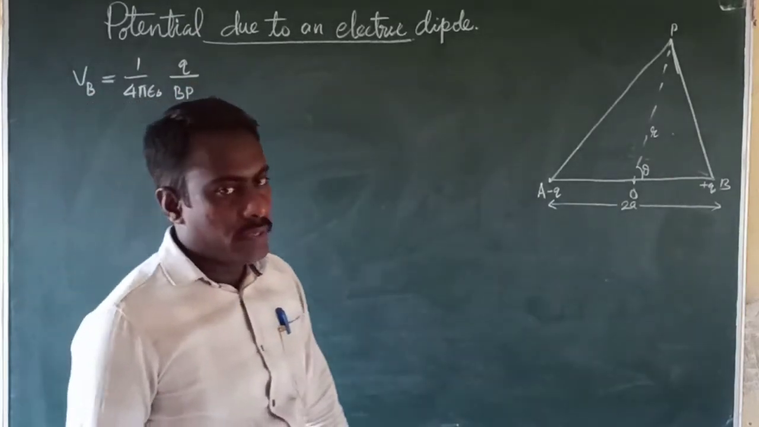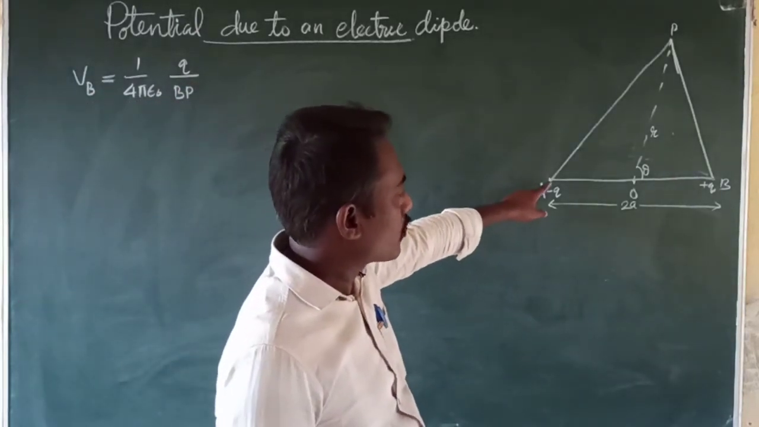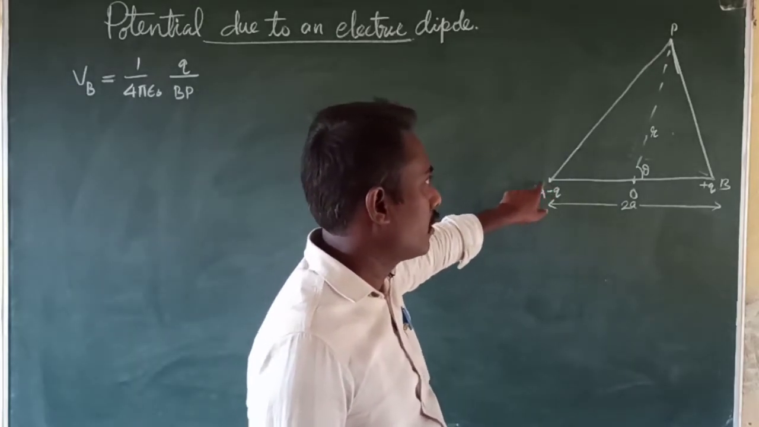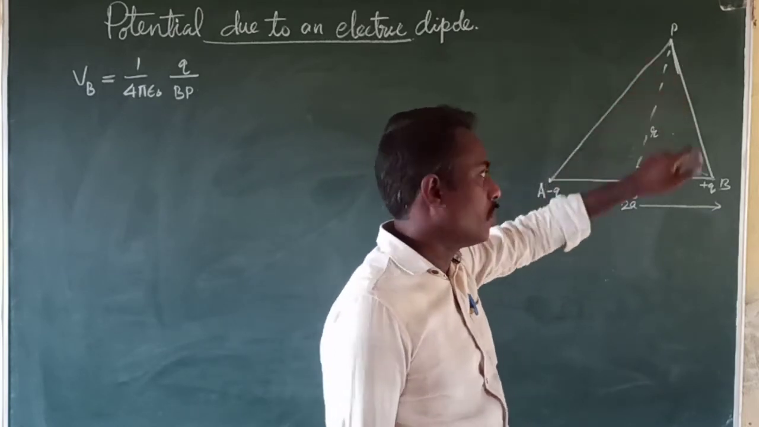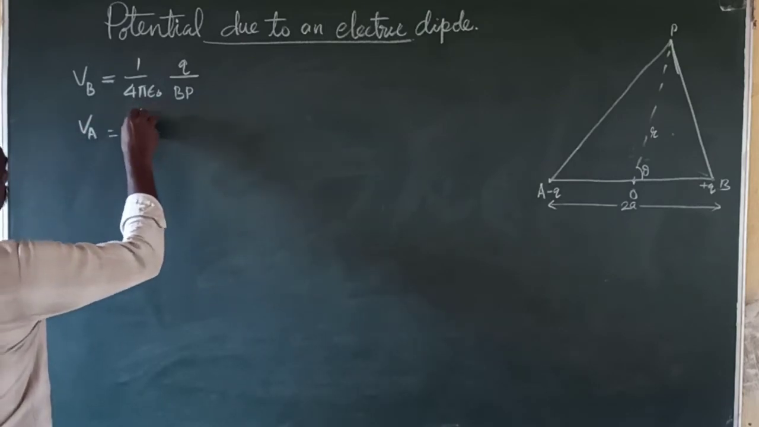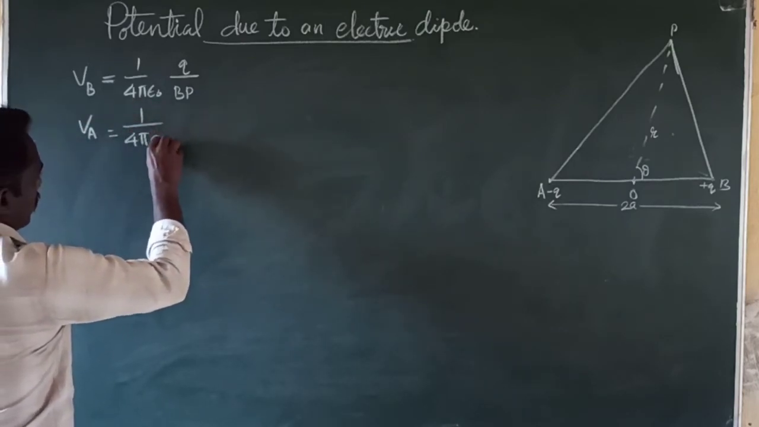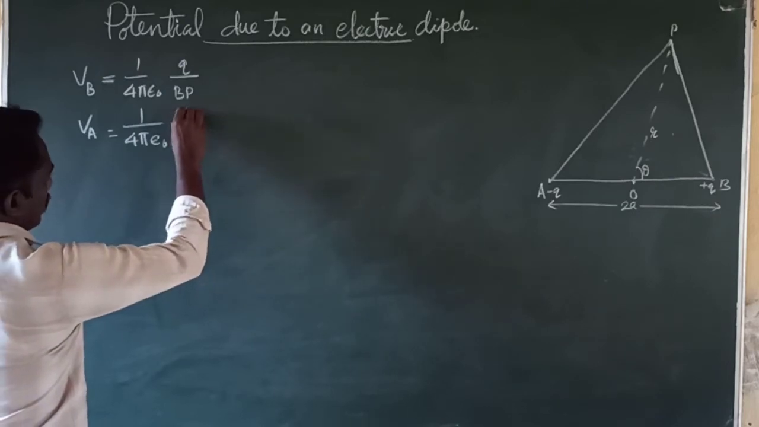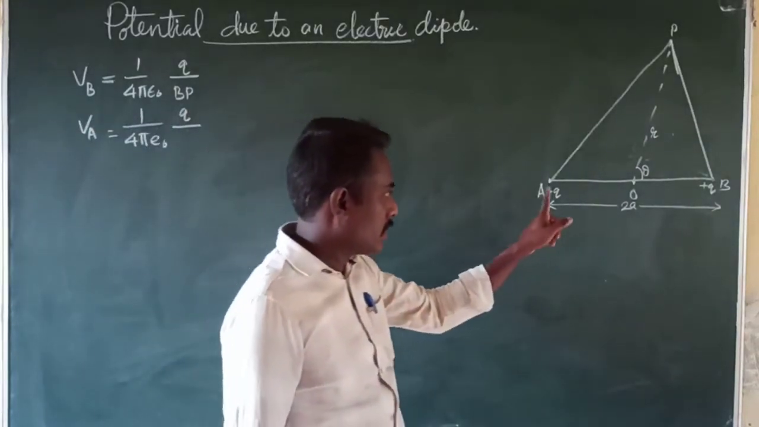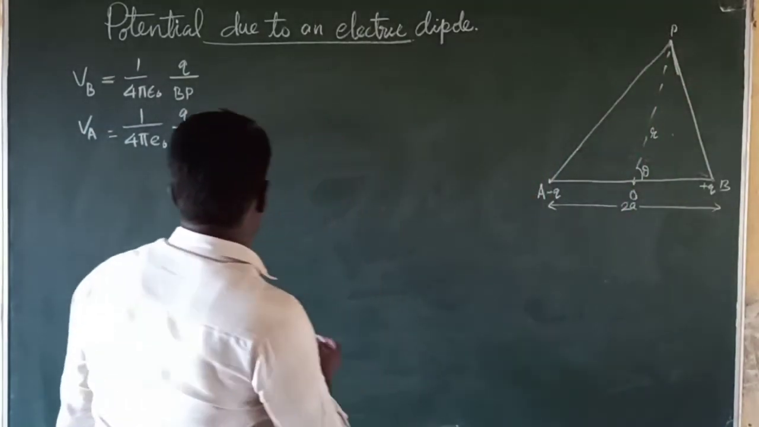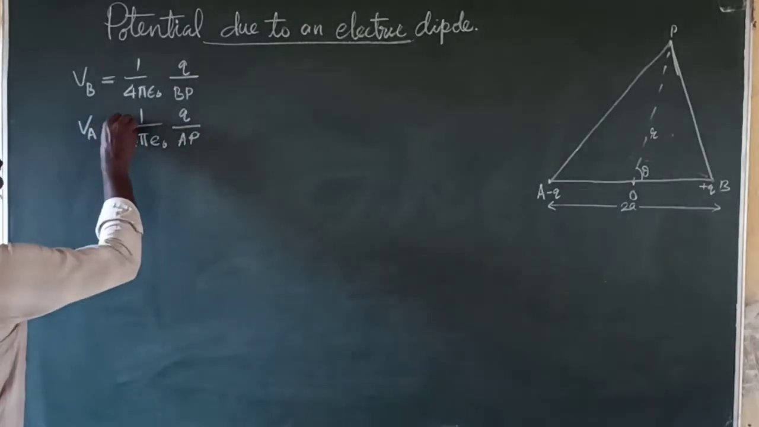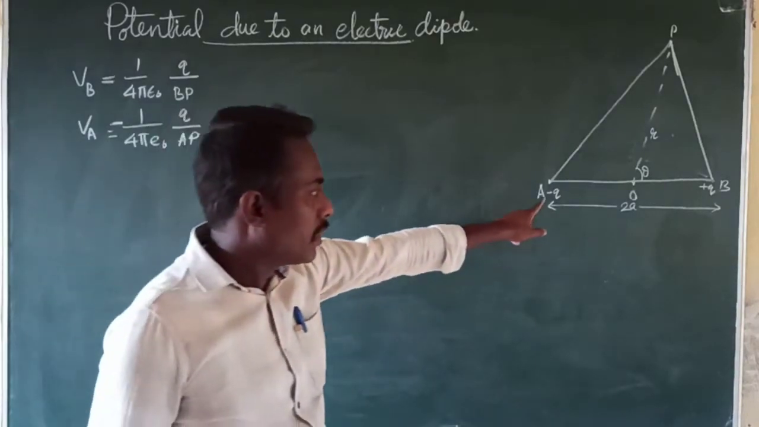Now the same way we can find out the electrostatic potential due to the negative charge at the point A. So VA is equal to 1 by 4 pi epsilon 0 into Q divided by the distance, which is AP. And also it has a negative sign because this is a negative charge.